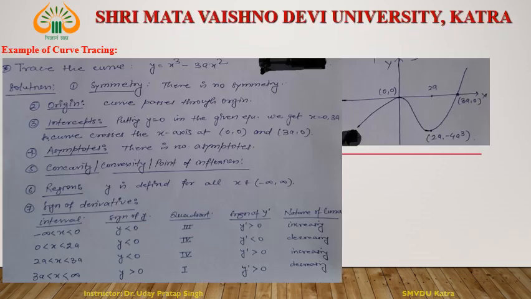See the tracing of curve. Trace the given curve x cube minus 3ax square. Now we already discussed curve tracing and all these properties: symmetry, origin, intercept, asymptotes, right? What is the region, and what is the sign of first derivative and second derivative? All these things we already discussed in the previous lecture, but concavity and convexity not discussed.